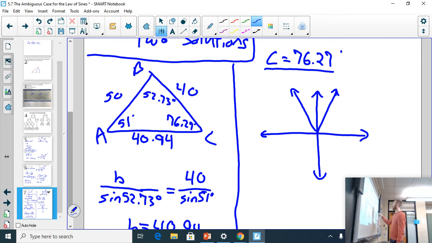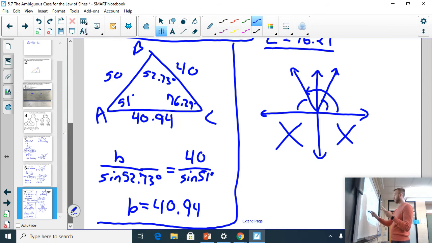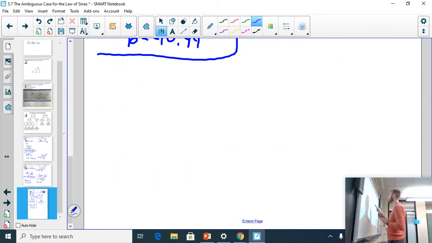And we also kind of have to remember ASTC, and a triangle has to be less than 180 degrees. So we can't really work in those two quadrants, right? We have to keep it between 180 degrees. So we need this reference angle to be the same as that one. Well, the real angle all the way around is going to be 180 minus 76.27, which is going to be 103.73. So now we can make our new triangle, and we know it's going to be a little obtuse.